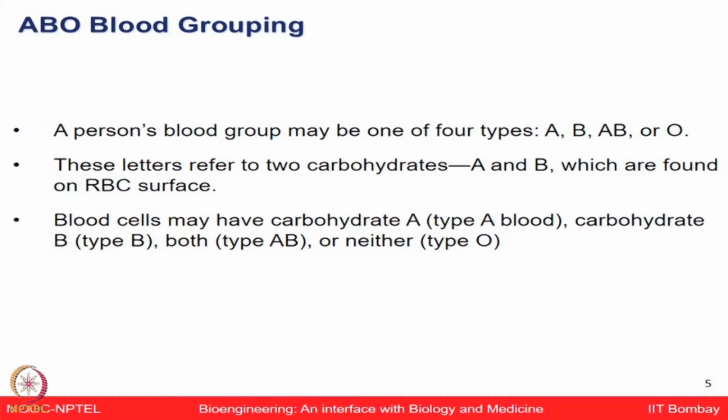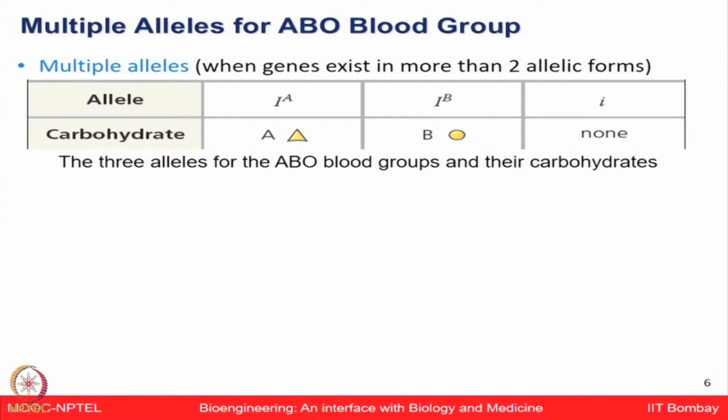And these names come from some sugars, some carbohydrates which are present on the RBCs, the red blood cells. Sometimes carbohydrate A is present, and that type of blood is known as blood group A, or carbohydrate B is present, that is known as blood group B, or both of them are present, that is known as AB, or if both of them are absent, that is known as O type.